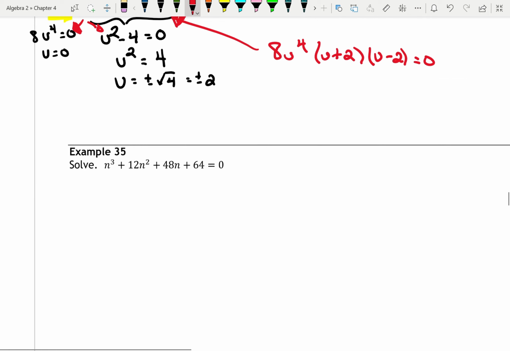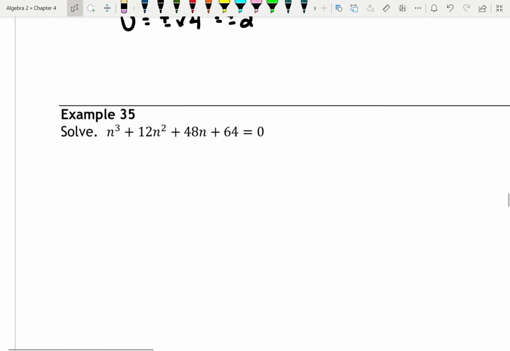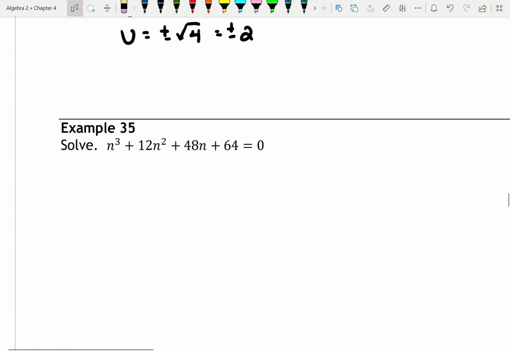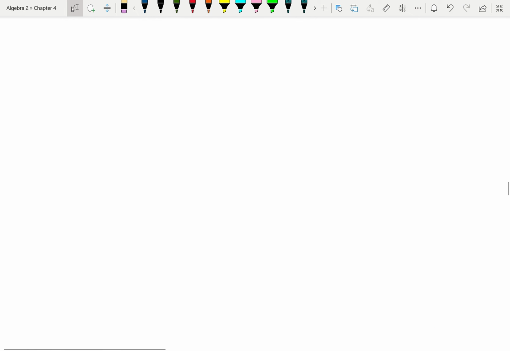All right, let's look at 35. So we want to try to factor it, and if we can't factor it, then we try the rational roots theorem. There we go. We don't want to use the rational roots theorem unless we have to. I hope that we all agree.